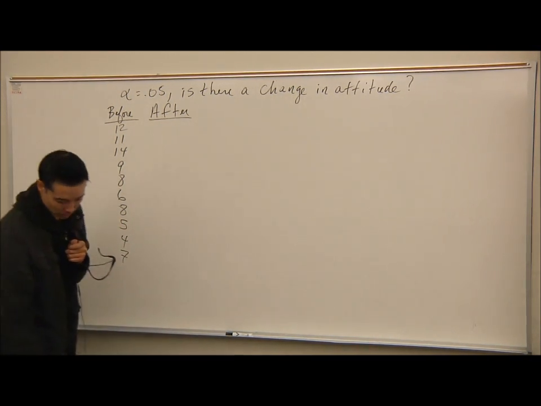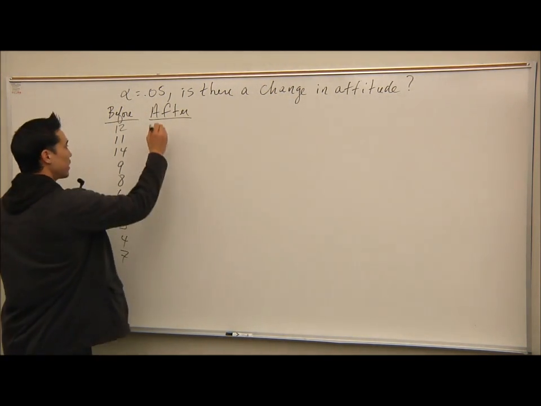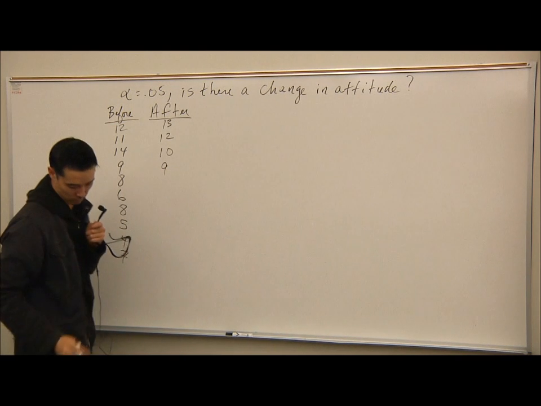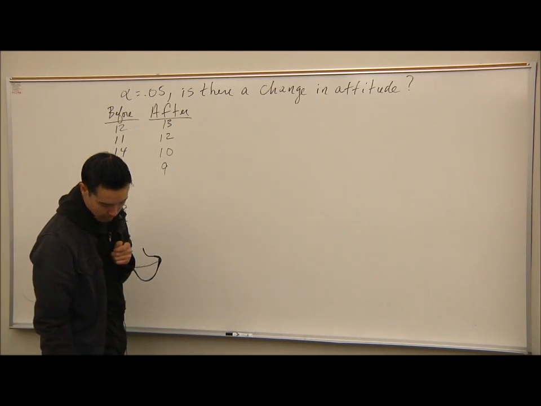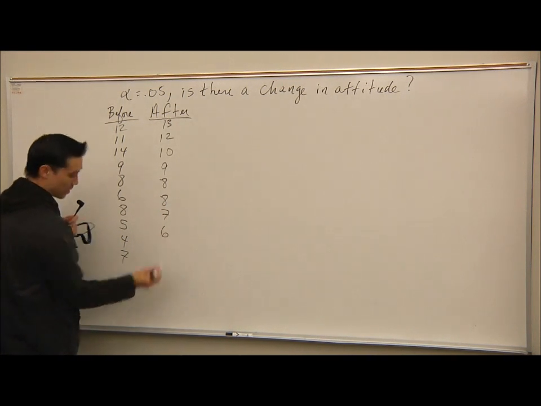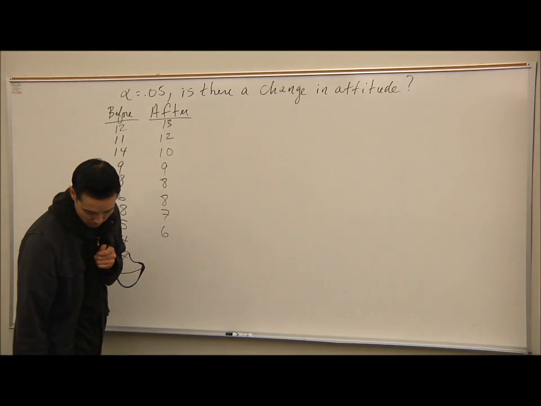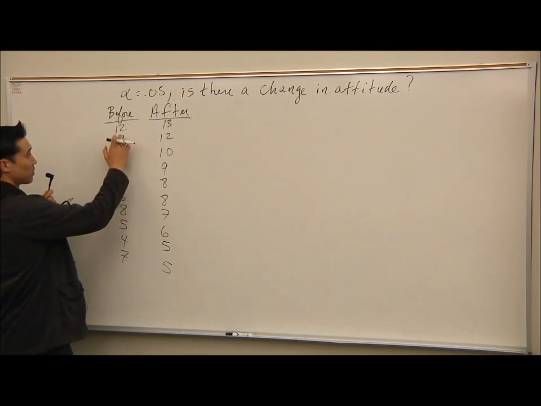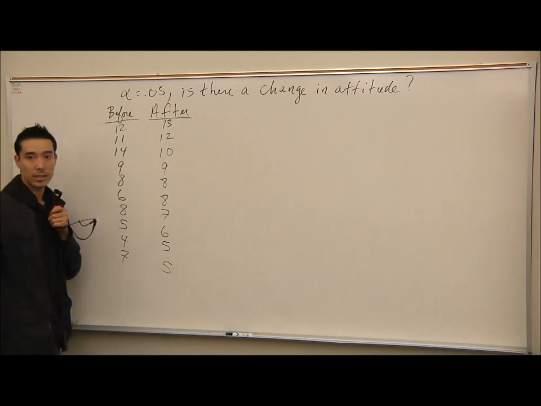The after scores are 13, 12, 10, 9, 8, 8, 7, 6. And then the last two are 5, 5. Okay, and again, these are matched. So the first person's score was 12 before watching the film, and then their after score was 13.